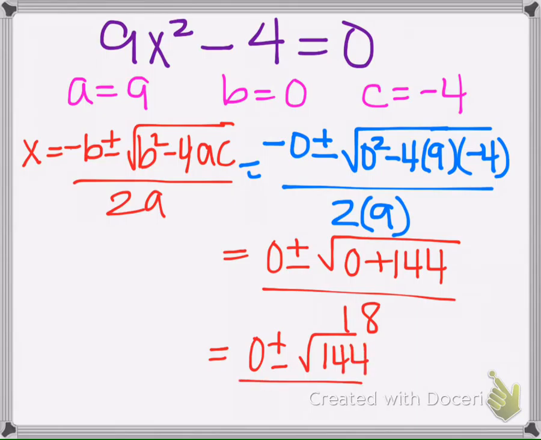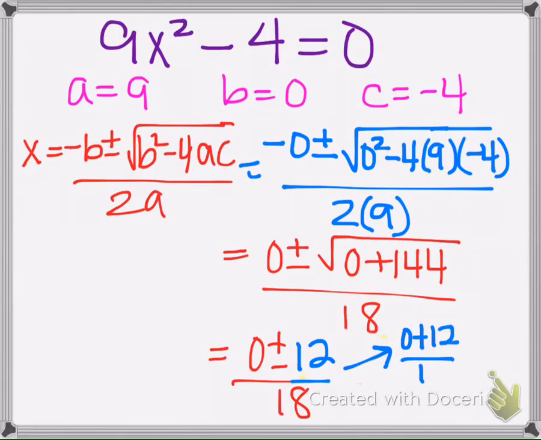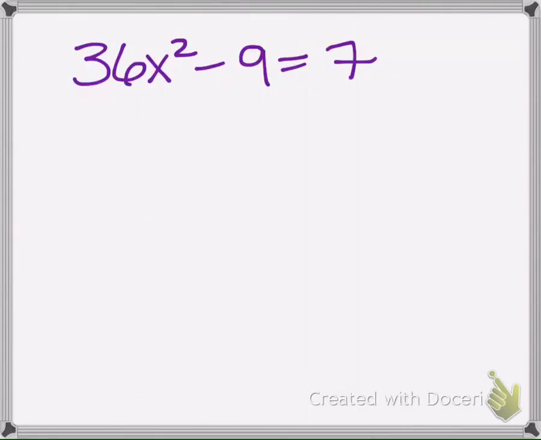So now we're up to here, and now that we have our 3 numbers, we're going to go ahead and simplify our radical, which what times itself is 144. That is 12, so I'm going to put a 12 there. And then our 2 answers would be 0 plus 12 divided by 18, and 0 minus 12 divided by 18. Okay, so you've seen 2 ways to solve the same problem.